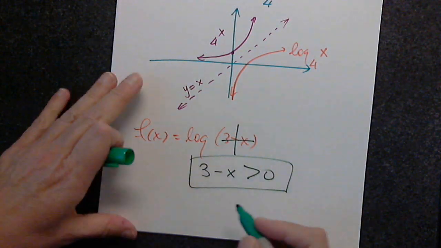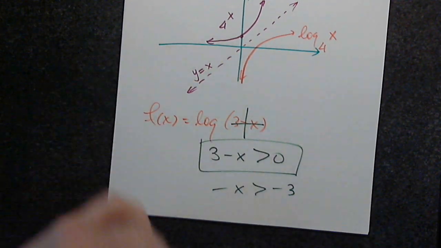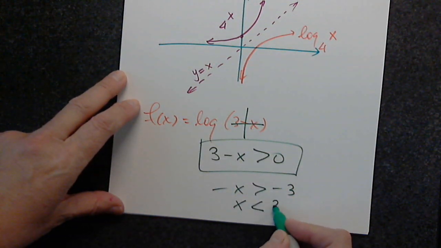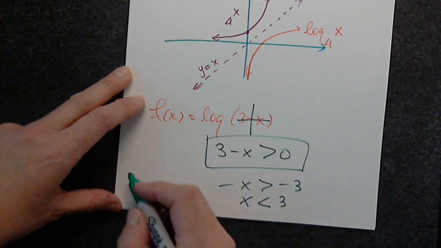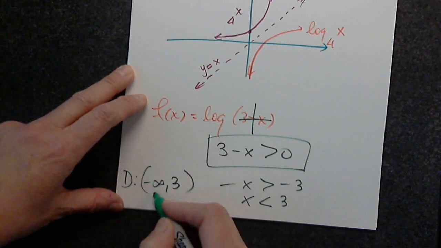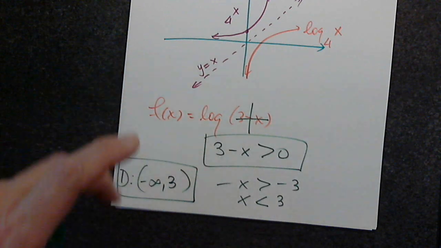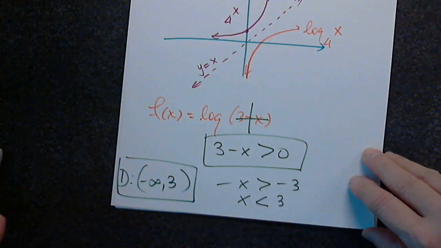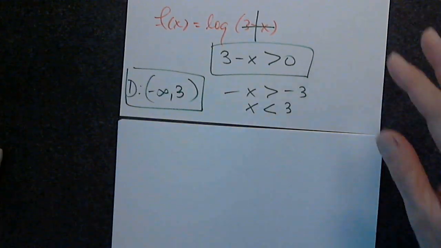I move 3 to the other side. What do I do next? Right, and I have to switch the inequality symbol. So the domain of this function is negative infinity to 3. Is that clear? Okay, let's look at another example like this.